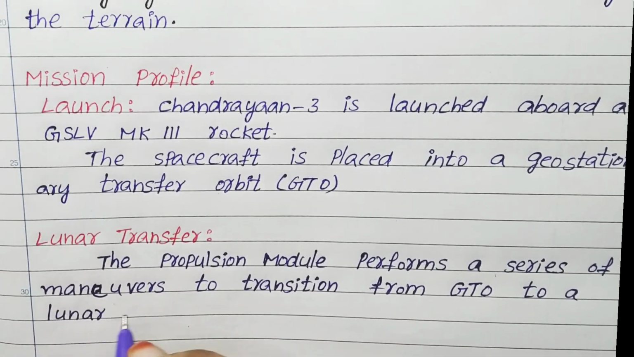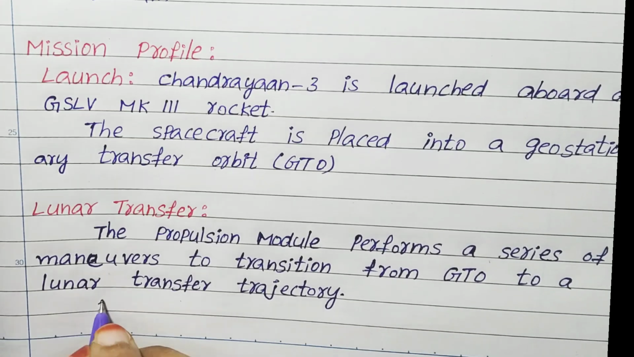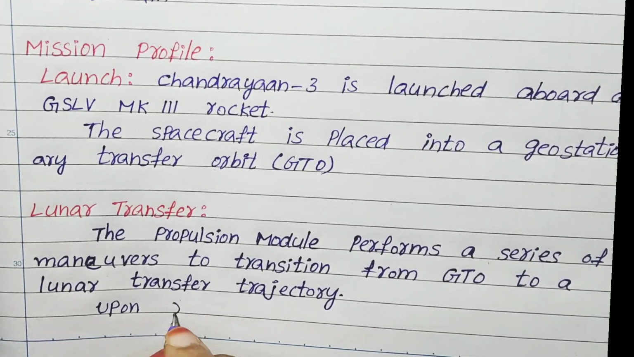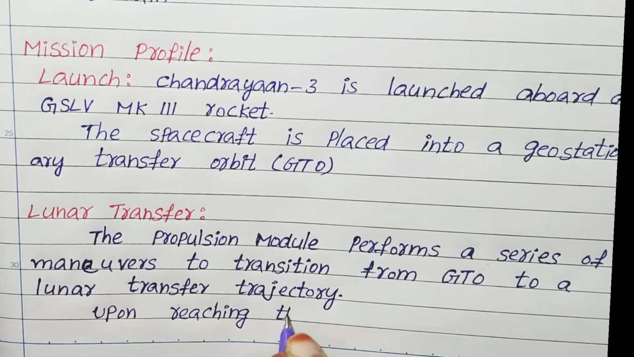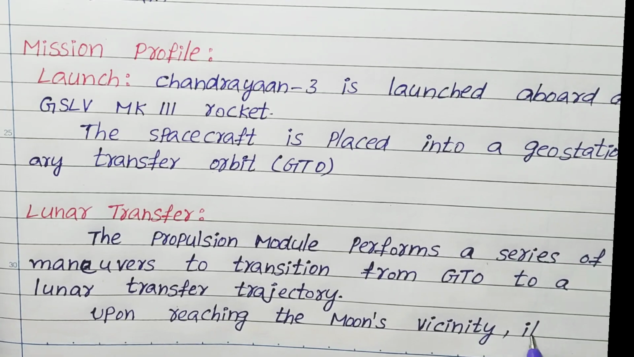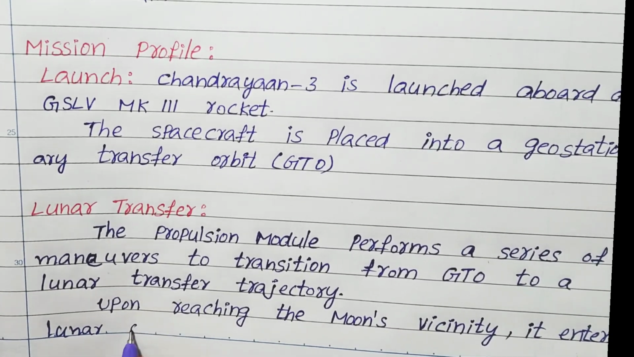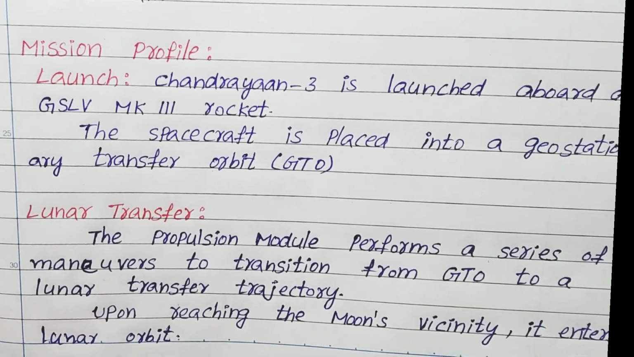Lunar transfer. The propulsion module performs a series of maneuvers to transition from GTO to a lunar transfer trajectory. Upon reaching the moon's vicinity, it enters lunar orbit.